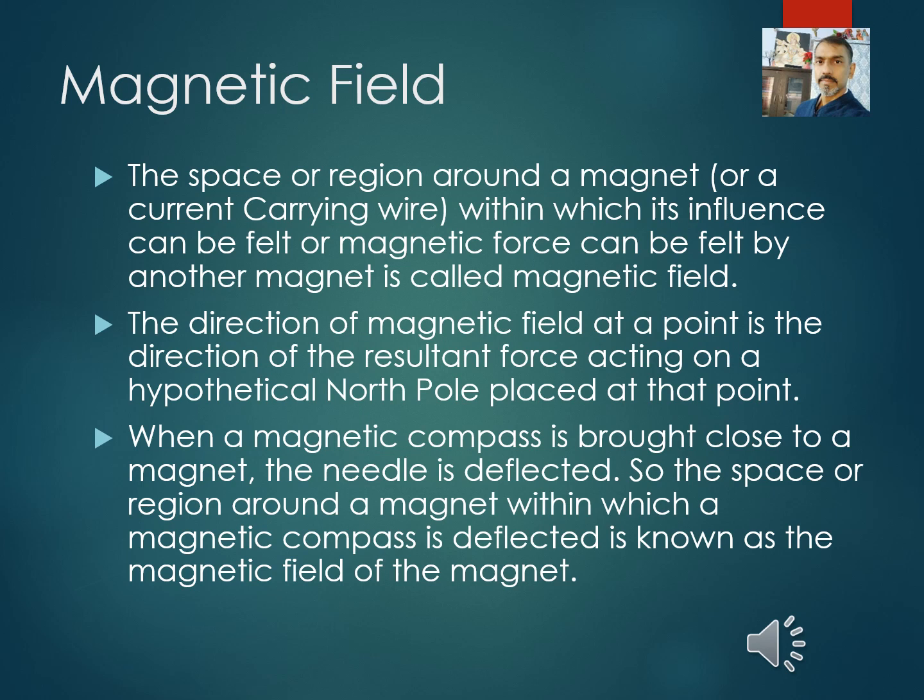The space or region around a magnet, or a current-carrying wire, within which its influence can be felt, or magnetic force can be felt, by another magnet is called magnetic field. The direction of magnetic field at a point is the direction of the resultant force acting on a hypothetical north pole placed at that point. When a magnetic compass is brought close to a magnet, the needle is deflected. So, the space or region around a magnet within which a magnetic compass is deflected is known as the magnetic field of the magnet.